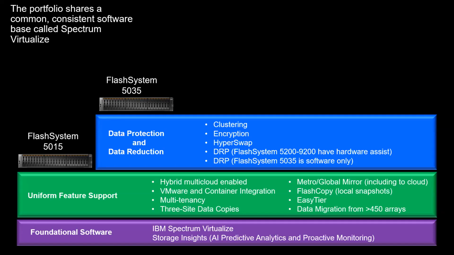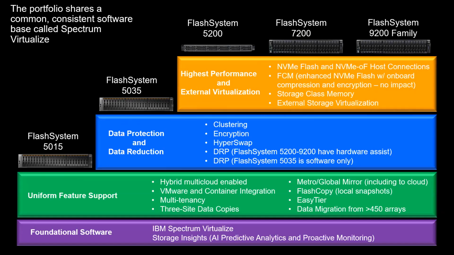The 5035 offers you clustering, a 2-way clustering. It also comes with an encryption function. HyperSwap and data reduction also exist in this particular model. And of course, starting from the 5200 and above, up to the extent of the 9200 in the family, we have the highest performance and external virtualization. Throughout the models I mentioned earlier, there is uniform feature support, which is in the green bar I shared earlier.